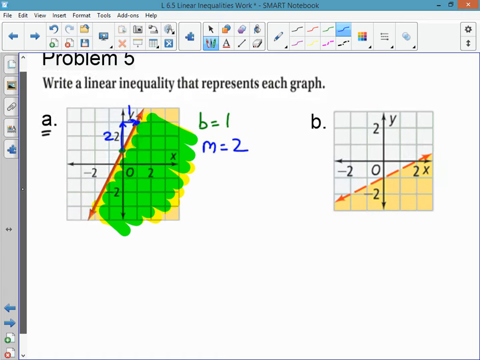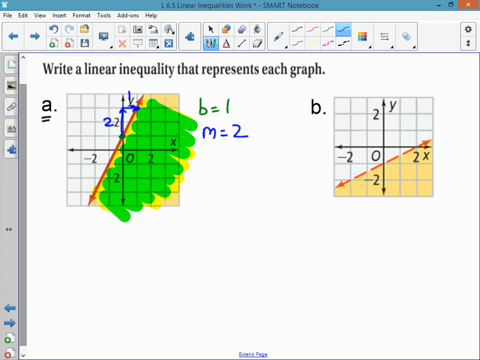Now, having worked so many of these problems in an earlier chapter, you should know by now that you can write an equation with m and b by using y equals mx plus b. So I'm going to write out y, my m is 2x, plus my b is 1. What I don't know is what goes in between in place of the equal sign, because it could be less than or equal to, or it could be greater than or equal to.